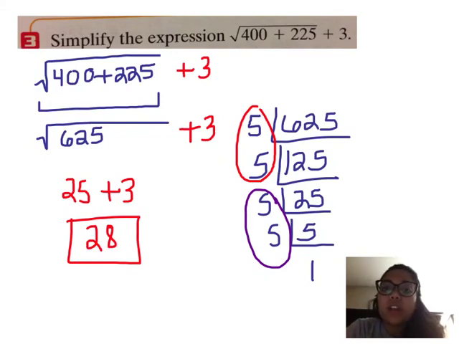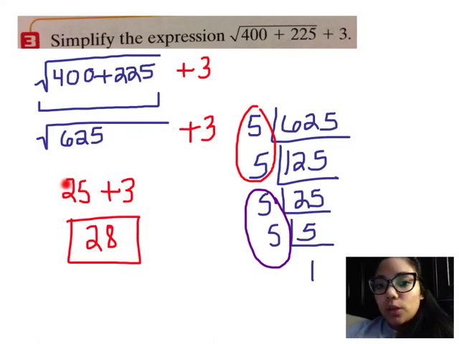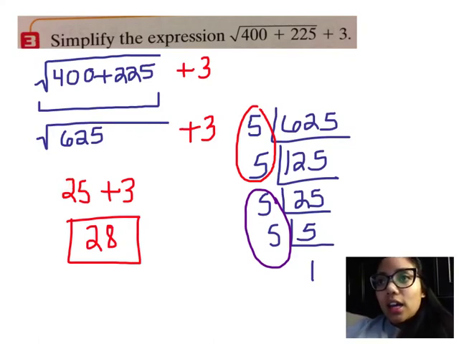Okay. So, last slide. Simplify the expression, the square root of 400 plus 225. I want you to pause this video, and then I want you to play the video to see if you did it correctly.